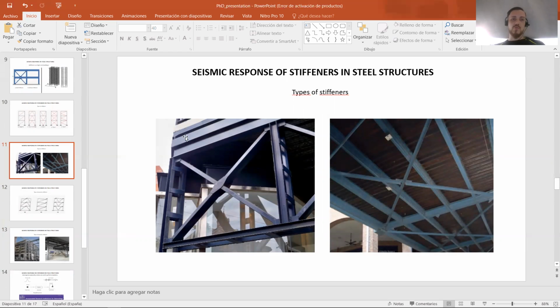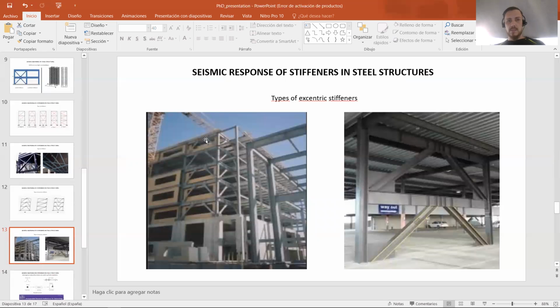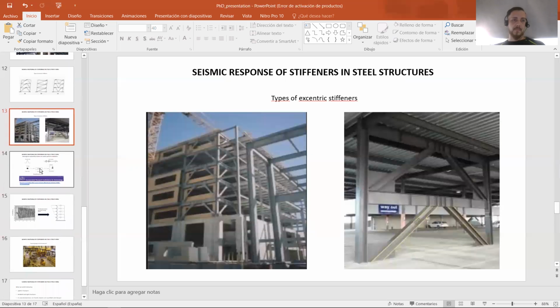And how do we put them on the frames of steel buildings? There are quite a few types, as I said before. These are other ones. This is a reinforcement done on a concrete building, where we added some stiffeners to the frames of the building. There's another example of stiffeners in a building.